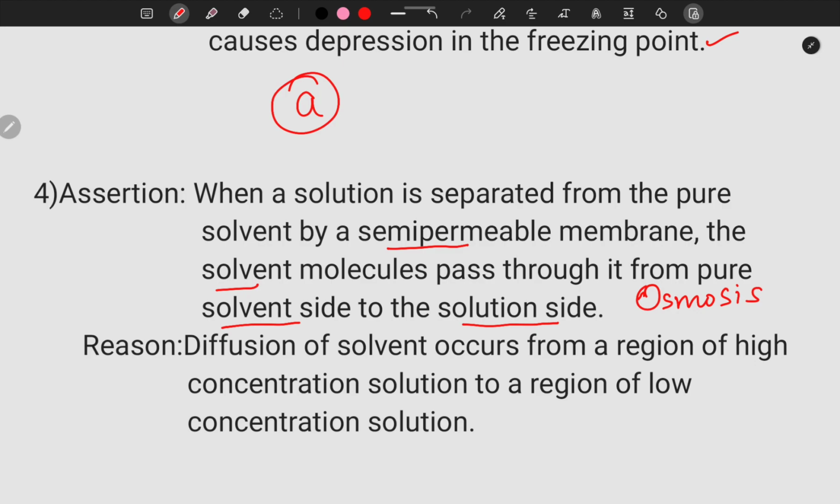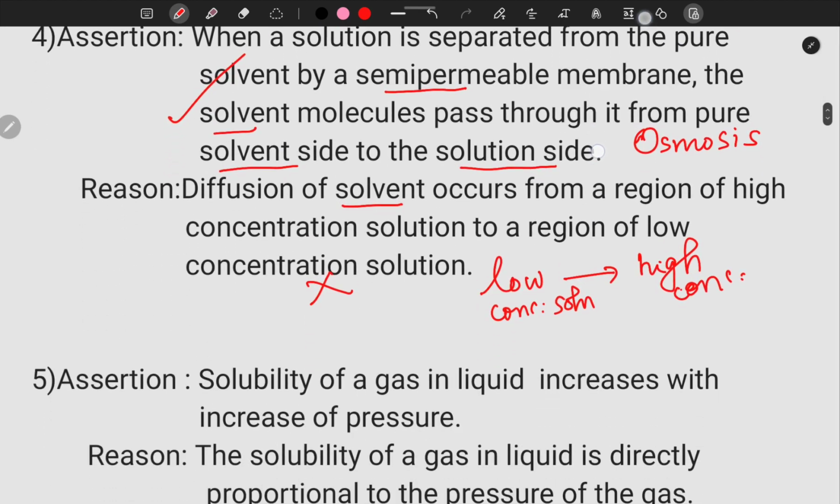Then the reason: diffusion of solvent occurs from a region of high concentration solution to a region of low concentration solution. Diffusion of solvent is known as osmosis. That occurs only from low concentrated solution to high concentrated solution, because low concentrated solution contains more solvent. So reason is wrong, assertion correct. So our option is option C.